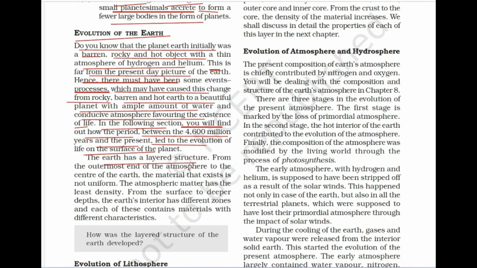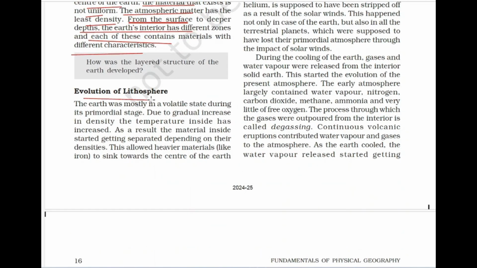The Earth has a layered structure from the outermost end of the atmosphere to the center of the Earth. The material that exists is not uniform. The atmospheric matter has the least density. From the surface to deeper depth, the Earth's interior has different zones, and each of these contains materials with different characteristics. Evolution of lithosphere. The Earth was mostly in a volatile state during its primordial stage. Due to the gradual increase in density, the temperature inside has increased. As a result, the material inside started getting separated depending on their densities.